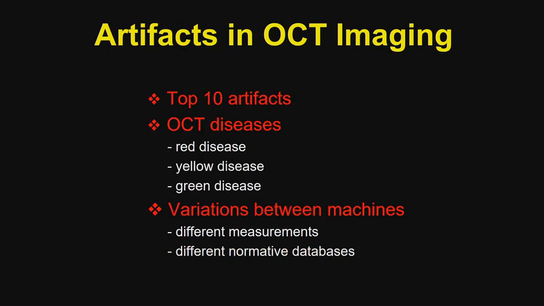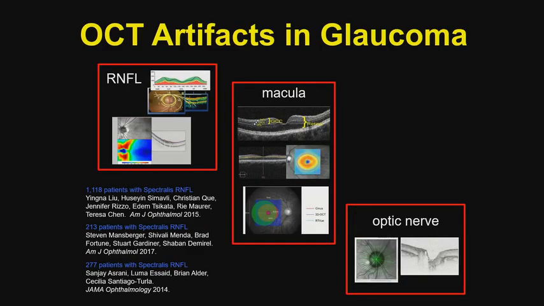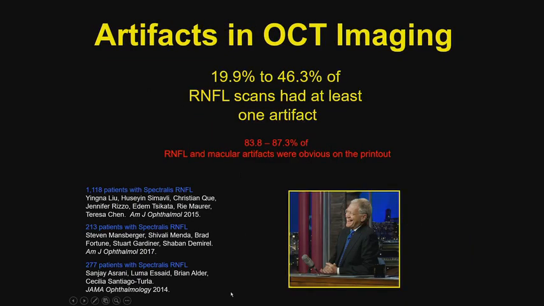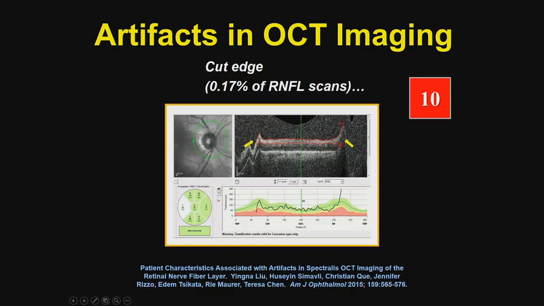So I'm going to go over some of the main artifacts that we see in the clinic. Although there are three main scans we obtain in the glaucoma clinic, the most common one is the RNFL thickness, so that's what I'm going to focus on for this part of the talk. Literature has shown us that up to 43% of RNFL thickness scans have at least one artifact. However, the good news is that over 80% of the time, these artifacts are obvious if we look carefully at the printout. So in Letterman style, I'm going to go over the top 10 artifacts in descending order.